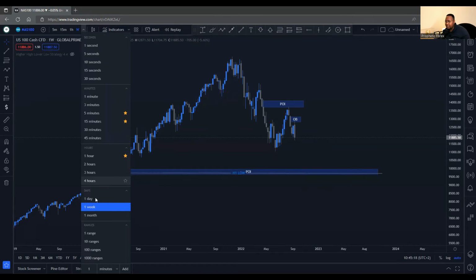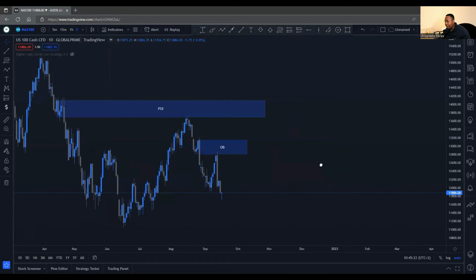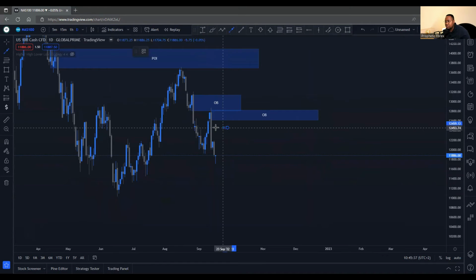Now, we want to look for an entry point. So we're on the daily, and we can see that the entry point may be quite clear. Why am I saying that? It's because right here we do have another POI that the market created, an order block. So I'm going to mark that, and of course we do have an imbalance that the market has created. Okay, so we'll also mark that.